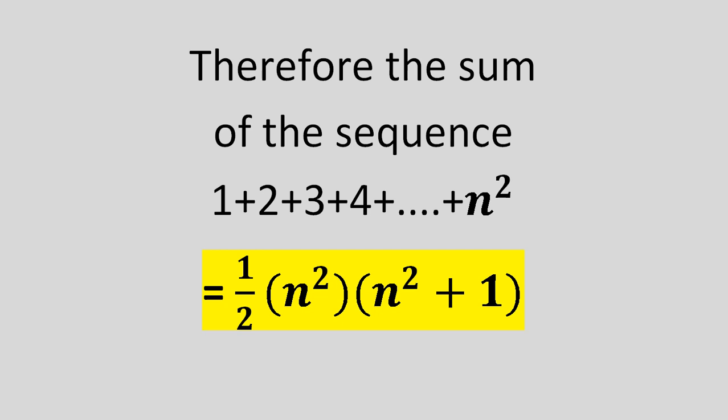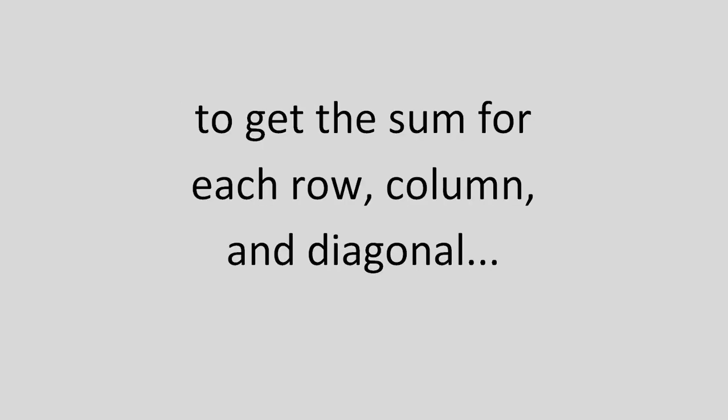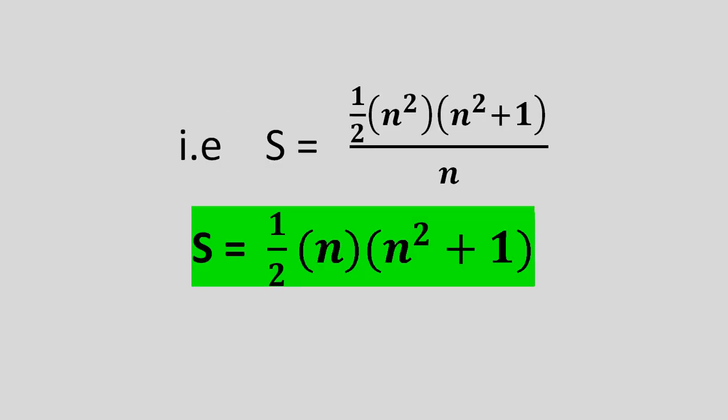So therefore the sum of the sequence 1 plus 2 plus 3 up to n squared is equal to a half times n squared times n squared plus 1, where we have just replaced n in the previous slide by n squared. And since we have n rows and columns, we divide by n. And that gives us the sum for each row, column and diagonal. So S is equal to a half times n squared times n squared plus 1, all divided by n, so S is equal to a half times n times n squared plus 1. And that's our formula for S.